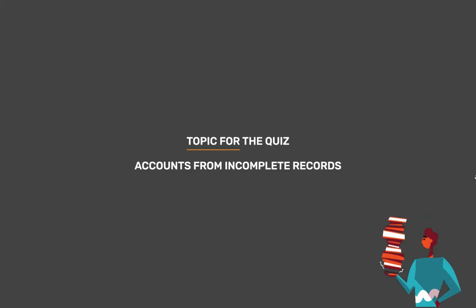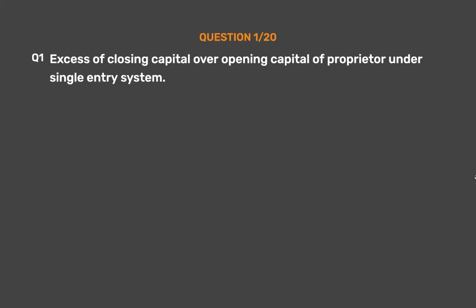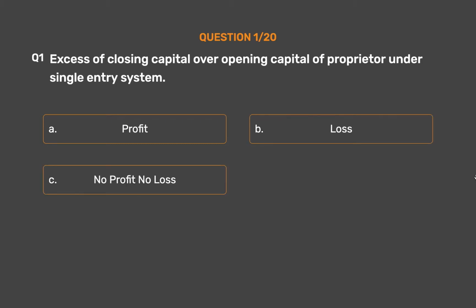Topic for today's quiz is Accounts from Incomplete Records. Question number 1. Excess of closing capital over opening capital of proprietor under single entry system is: Option A. Profit. Option B. Loss. Option C. No profit, no loss. Option D. Capital.